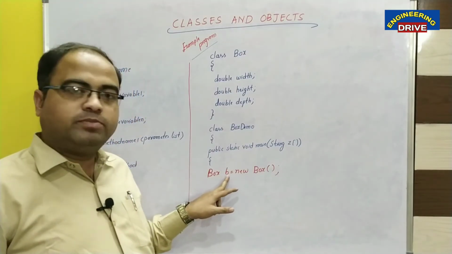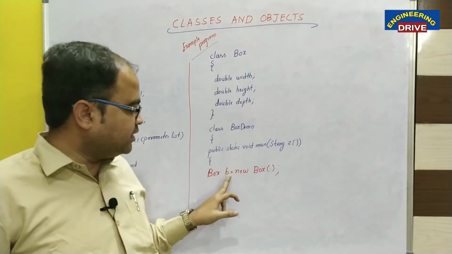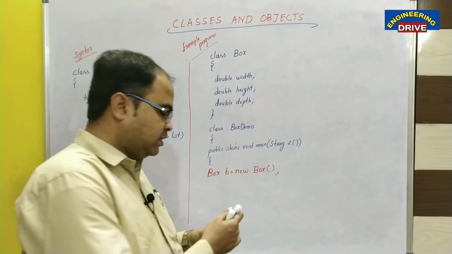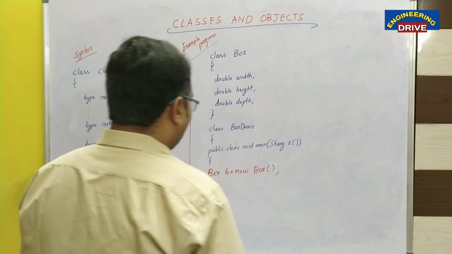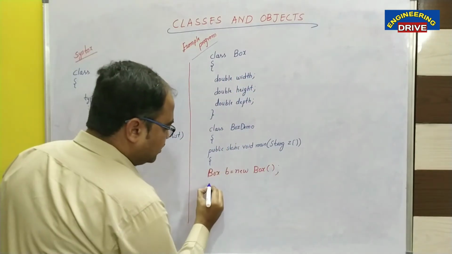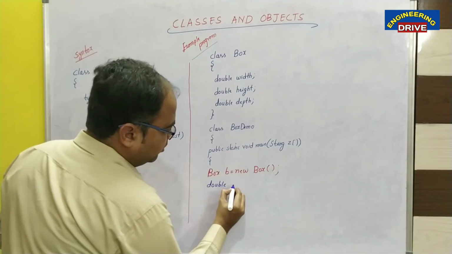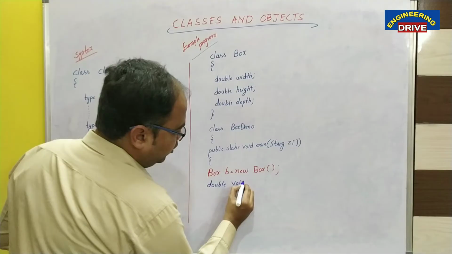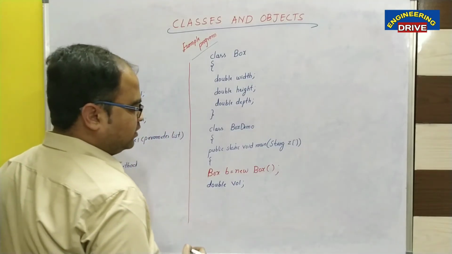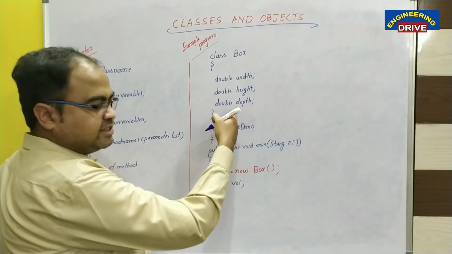So what is the name of the object? Just now I have created the object which belongs to the Box class, named small b. Now, to store the volume of the box, I am declaring one variable using the data type double, VOL, for volume. Now I need to give values to the instance variables.